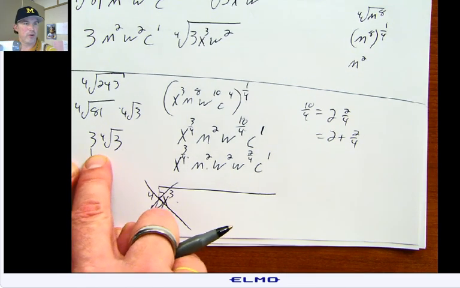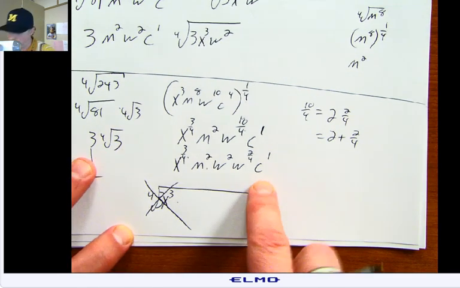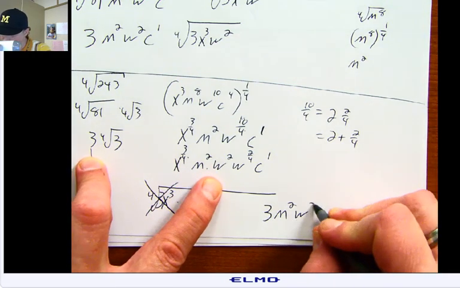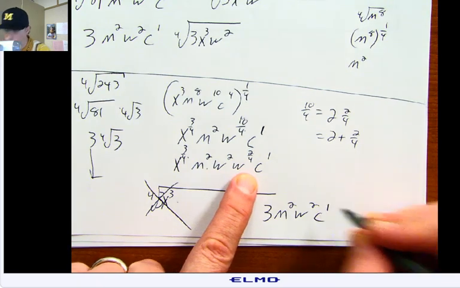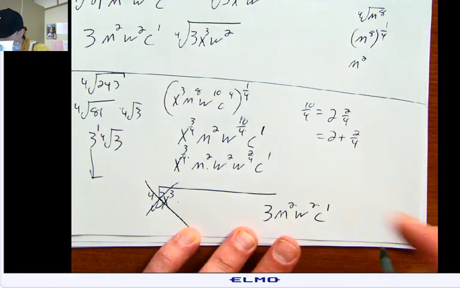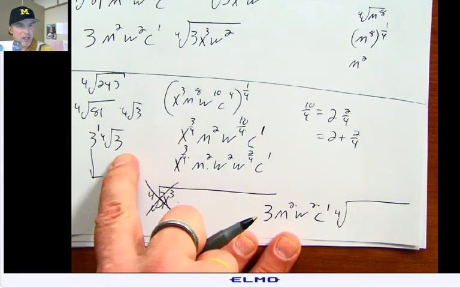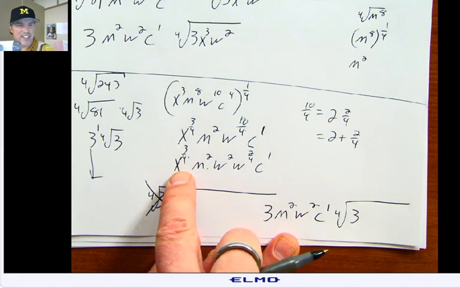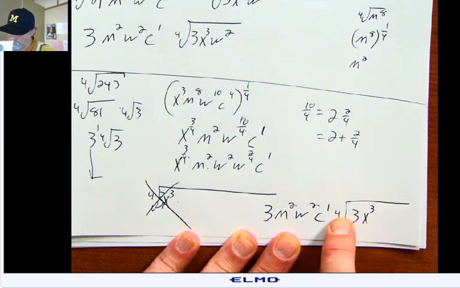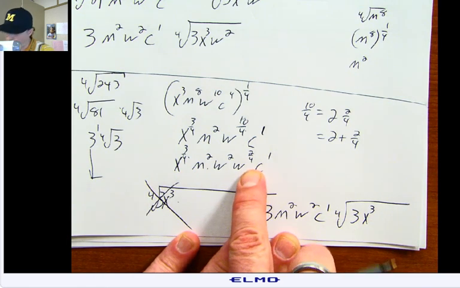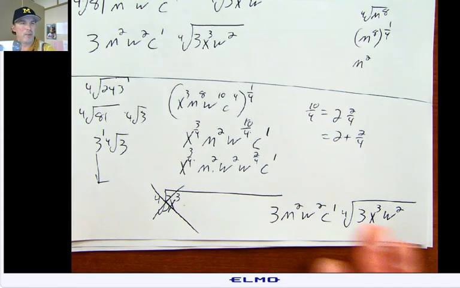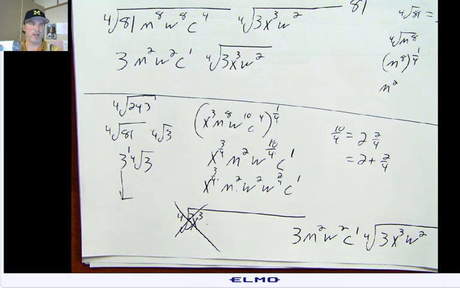Outside of the root are all of these numbers that are not fractions. So I have this 3, I have this m squared, I have this w squared, and I have this c to the 1. Those are all whole number exponents, so they are on the outside. Now stuck on the inside was this 3, this x to the 3/4, which would be an x to the 3rd 3/4, and the w to the 2/4 would be a w squared. I don't like this shortcut, but it is a shortcut, and people that like running through these quickly, that technique tends to work.